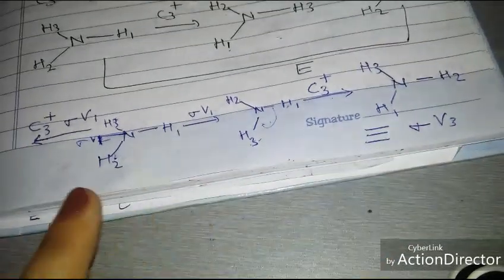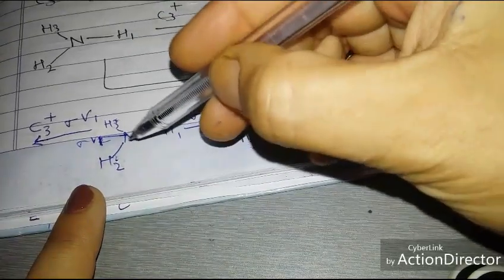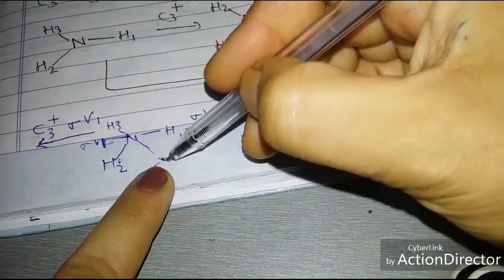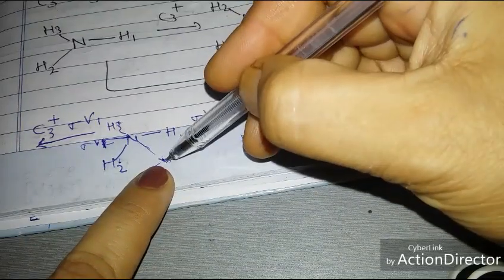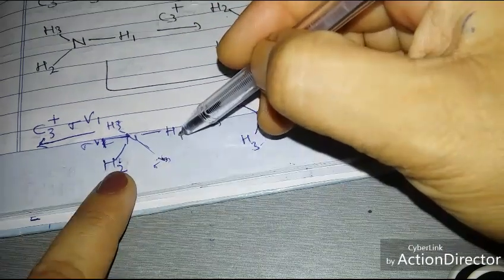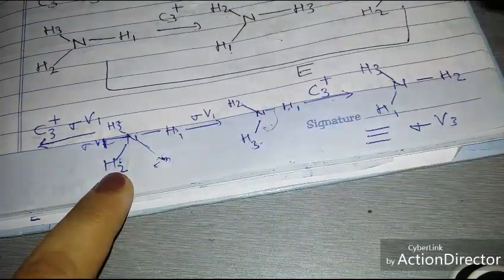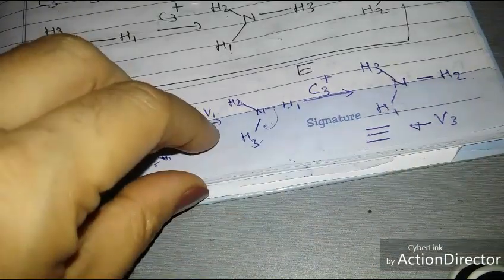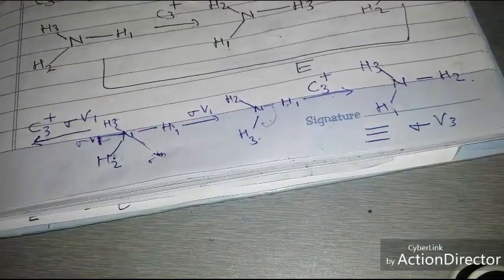The V3 plane, if you see, you will be applying over here. Sigma V3 plane. When you apply here, these two will interchange their position and you will get the same molecule. This is how it is solved.